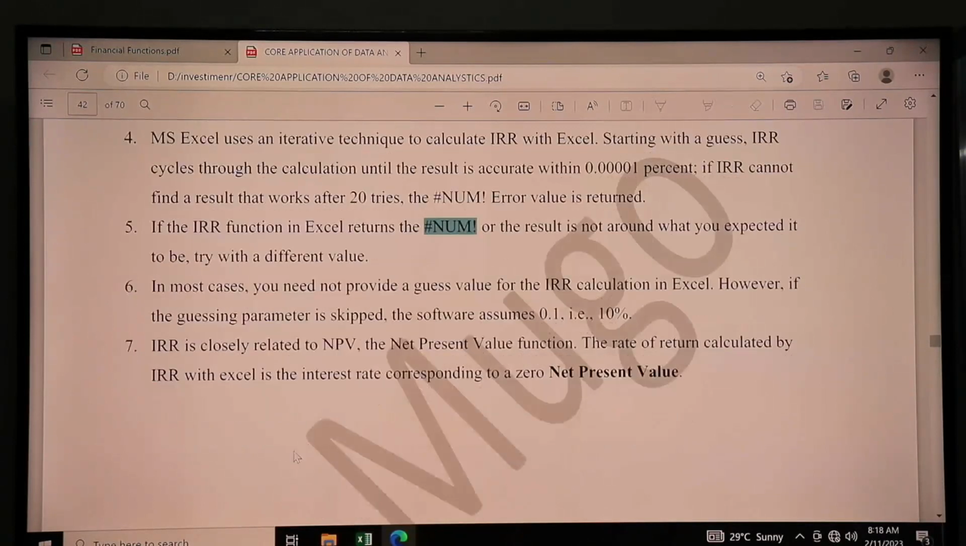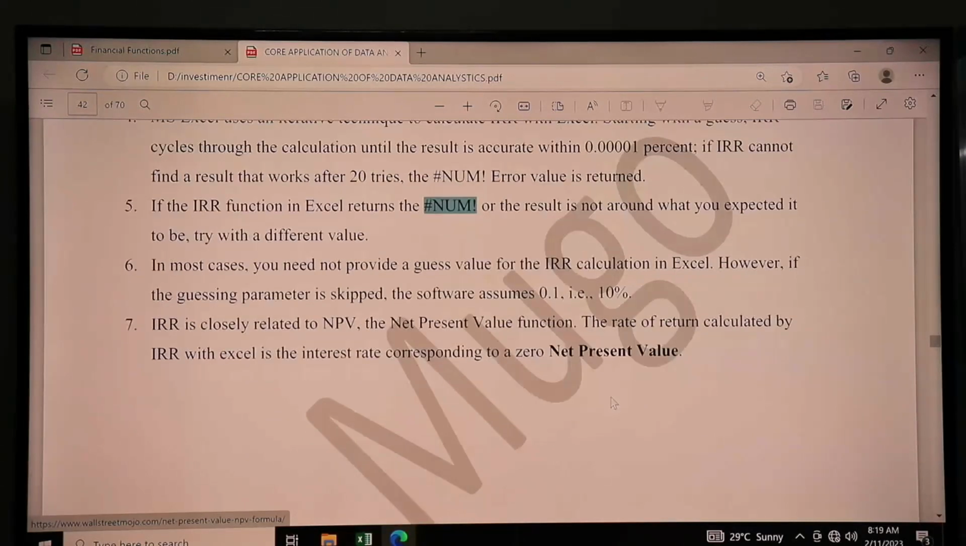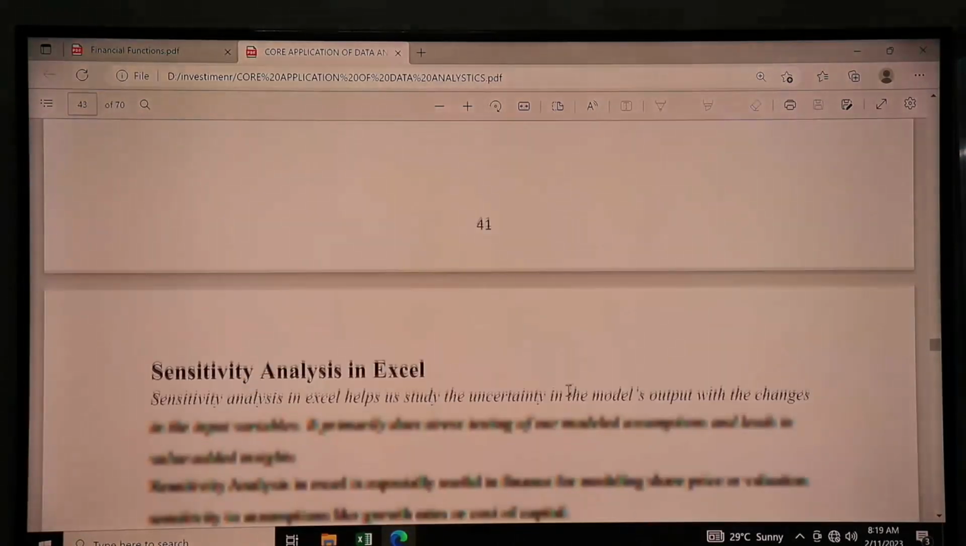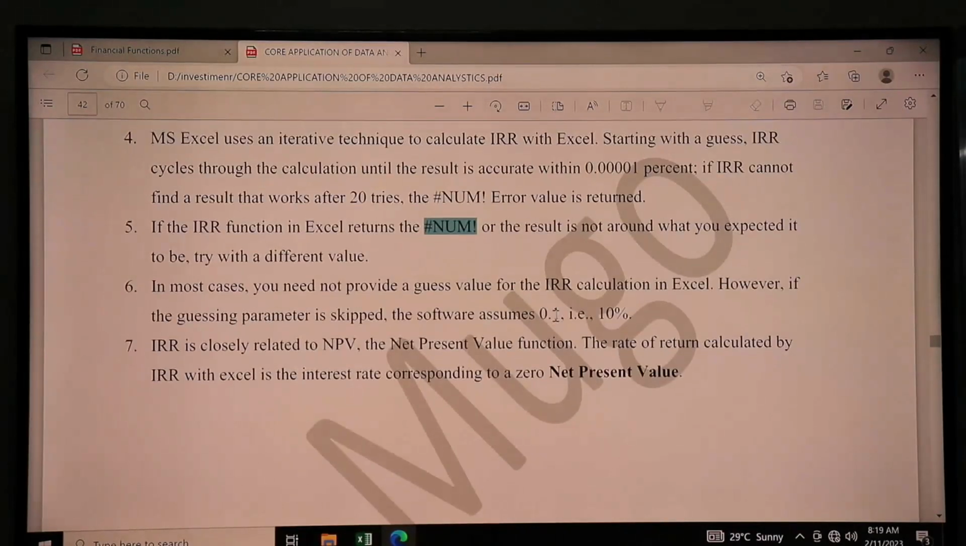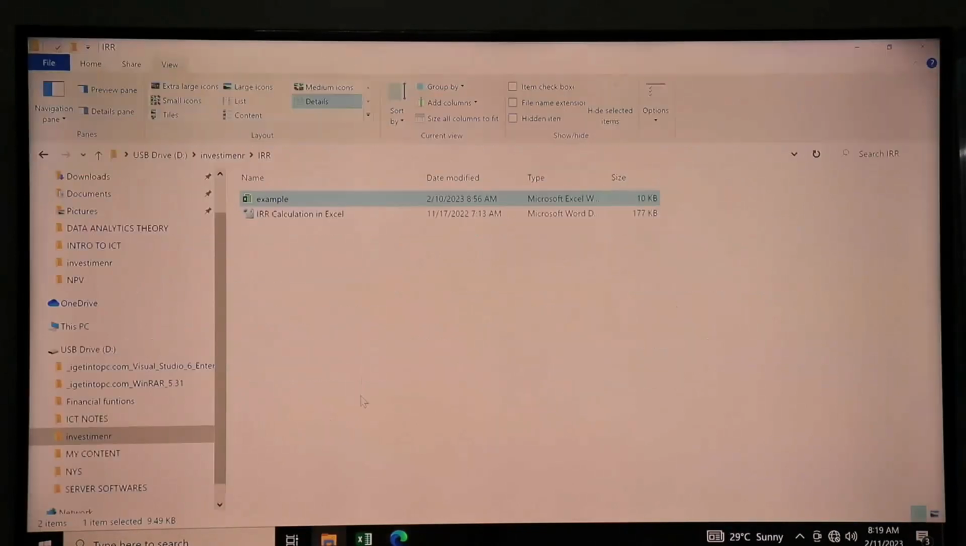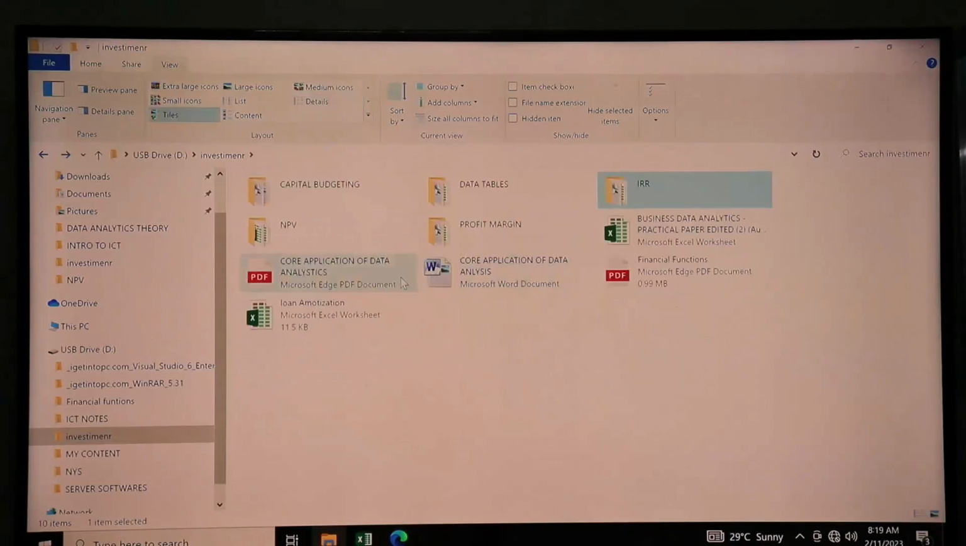Then, IRR is closely related to the net present value function. The rate of return calculated by IRR in Excel is the interest rate corresponding to a zero net present value. We have seen that so far. So that is the first part that we needed to go through about the internal rate of return. I believe that one is fine, and I hope everyone is able to understand that.